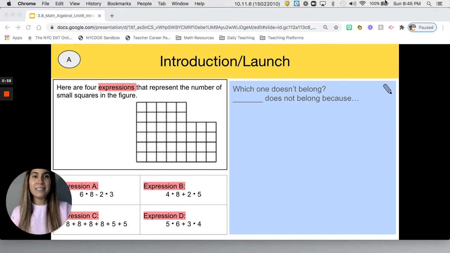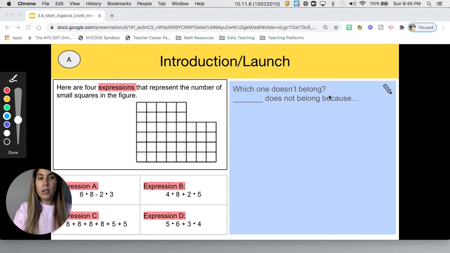Okay, so after analyzing that piece of information, we can go ahead and see what it is asking. It's asking me, which one doesn't belong? Which one does not belong? And here it says blank does not belong because here I want to know why it doesn't belong. So we are going to analyze this pattern and see which of these expressions does not fit this pattern.